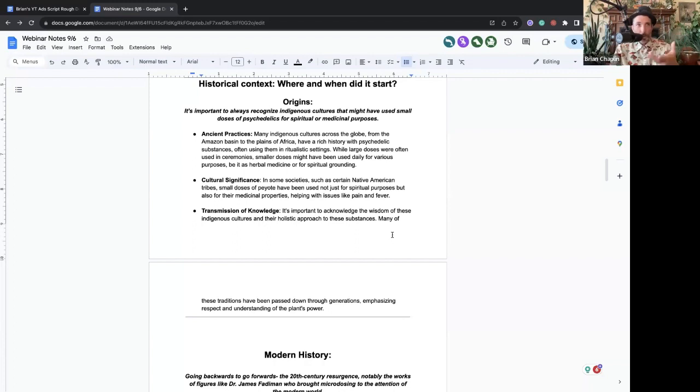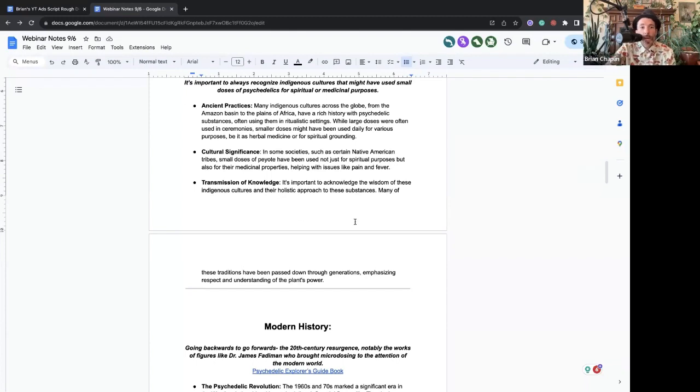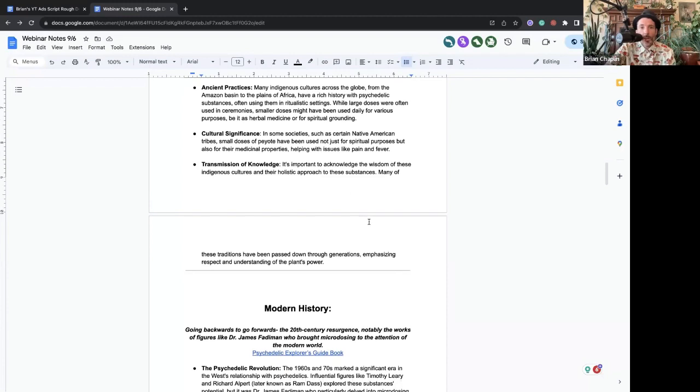They've been getting used therapeutically to enhance spiritual connection with self, others, creator, the divine, the universe, the way, God, whatever you want to call the higher realms of consciousness, your conscious contact with the universe. Let's just call it that. These ancient practices, many indigenous cultures across the globe, from the Amazon basin to the plains of Africa, have a rich history with psychedelic substances. And they've been used daily for various purposes, be it as herbal medicine or spiritual grounding.